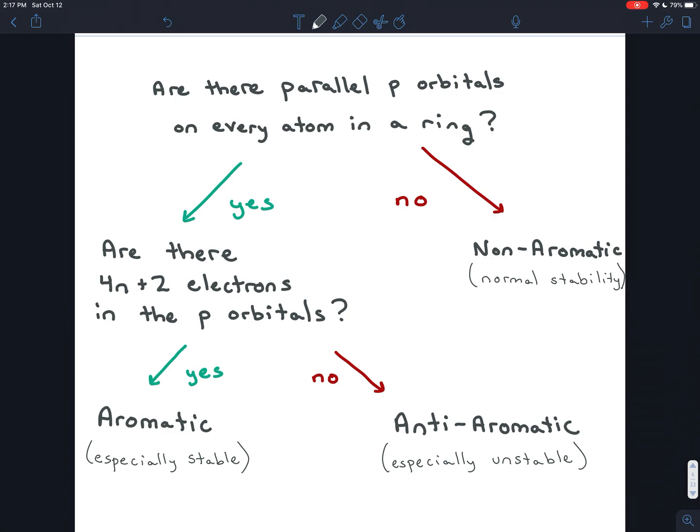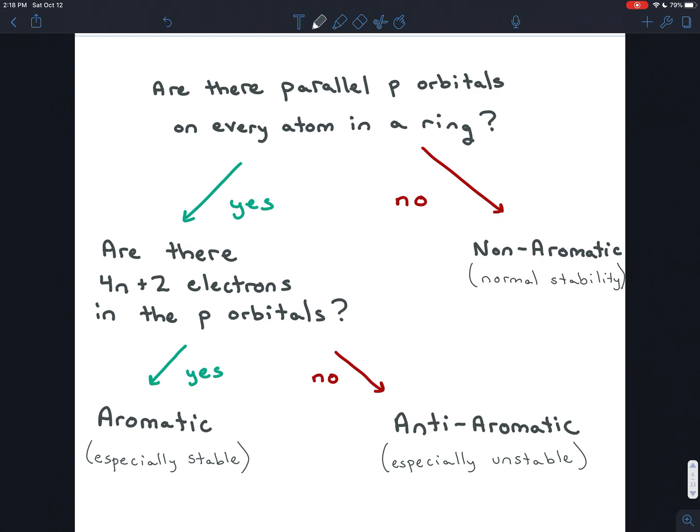So in general, when you approach a molecule, this is the thought process that you want to have. The first thing you want to ask yourself is, are there even parallel p orbitals on every atom in a ring? So far, we've seen that you have that if the pi bonds in the ring are conjugated. Now, if you don't have that, your molecule has typical stability. It's just normal. It's called non-aromatic.